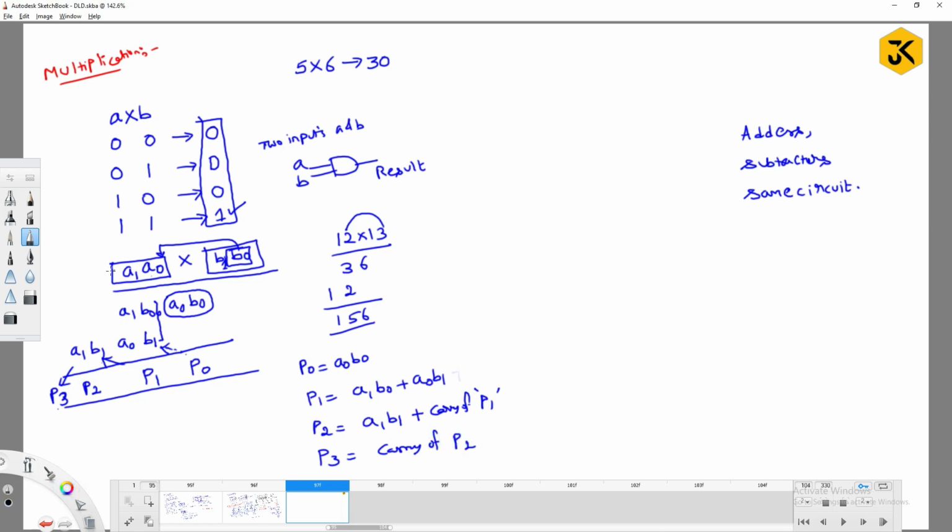So when you are going to have a multiplicand called a1 a0 and a multiplier called b1 b0, you are going to simply take one bit of the multiplier, and perform multiplication with all bits of the multiplicand.